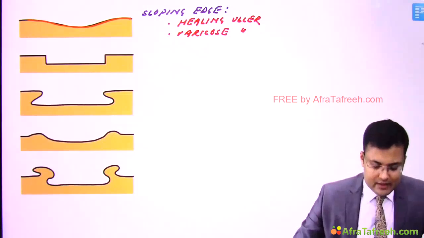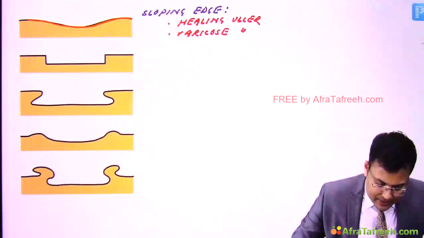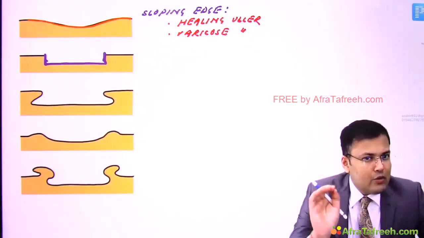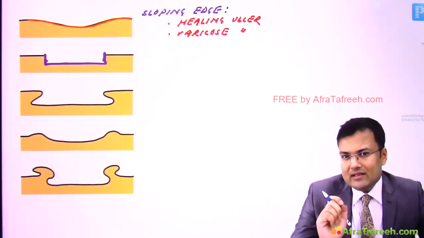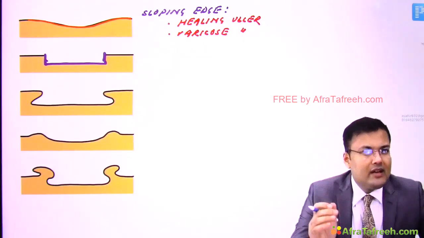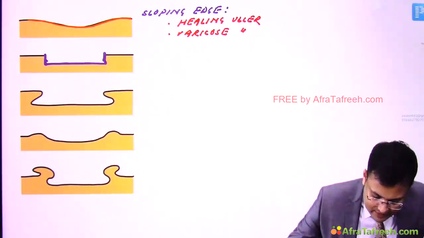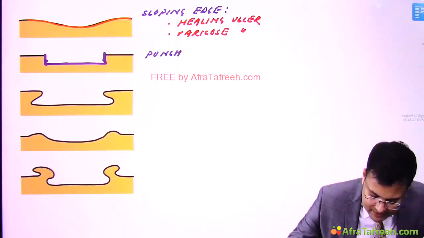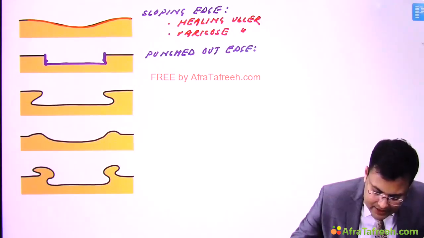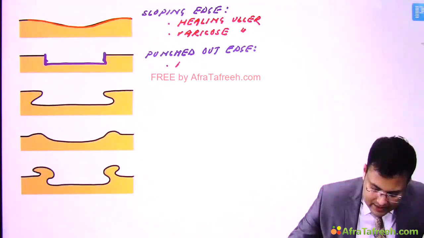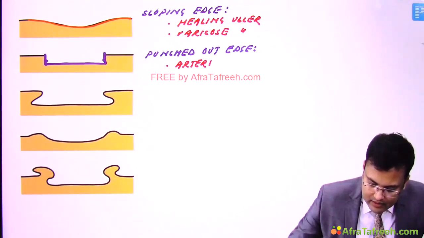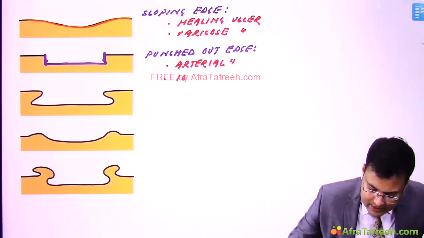Now see here, you can see punched out edges. These punched out edges are typically seen in arterial ulcers or ischemic ulcers, where the arterial supply is compromised. Clear? So the punched out edge is seen in arterial ulcer or ischemic ulcer.